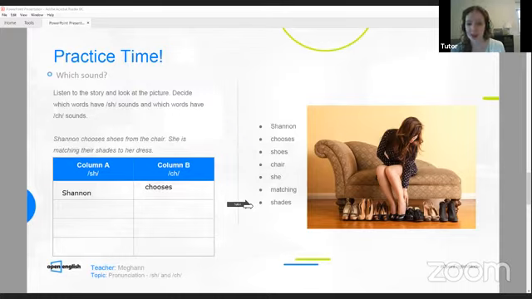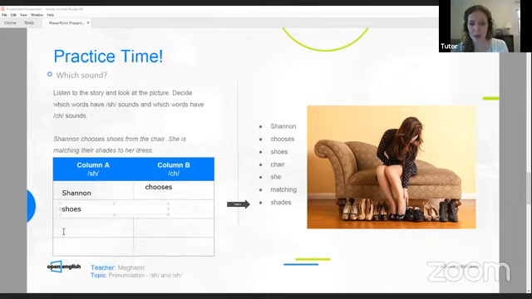Good, Albert says Shannon is A, excellent. Valeria says shades. Good, I see some examples coming in. Shelly has some great ideas that Shelly says she and shades have the SH sound. Good, Merlina has great ideas for matching and chair, excellent. Very good, let me type some of these ideas here.